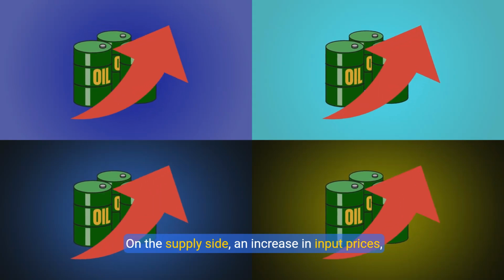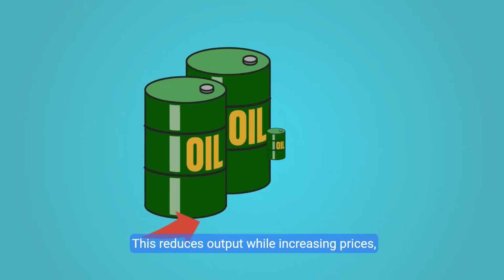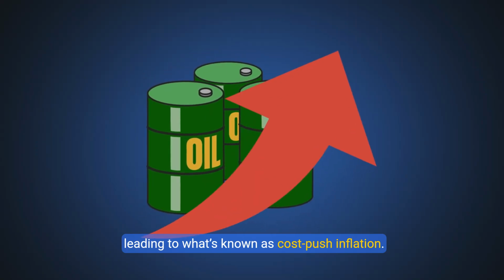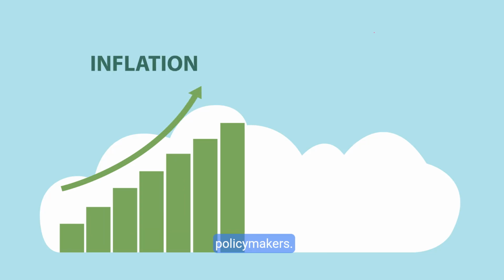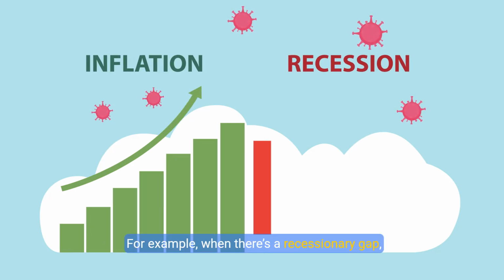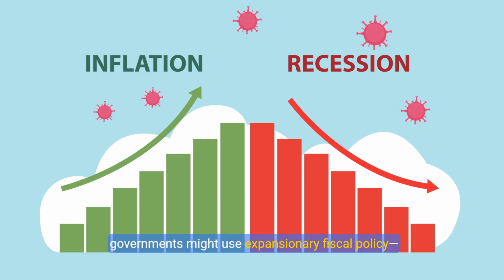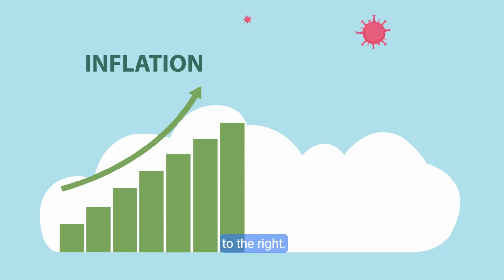On the supply side, an increase in input prices, like a sudden spike in oil prices, can shift the SRAS curve to the left. This reduces output while increasing prices, leading to what's known as cost-push inflation. Understanding the ADAS model is critical for policymakers. For example, when there's a recessionary gap, governments might use expansionary fiscal policy, such as tax cuts or increased spending, to shift AD to the right.